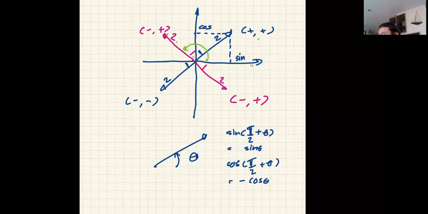Or if you want to rotate your angle from here, there's a rule for it too, right? The sine of minus theta is equal to minus sine theta, something like that. This should not be a problem, really. Okay. Any question?